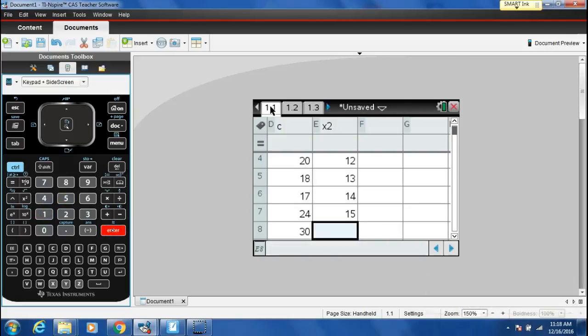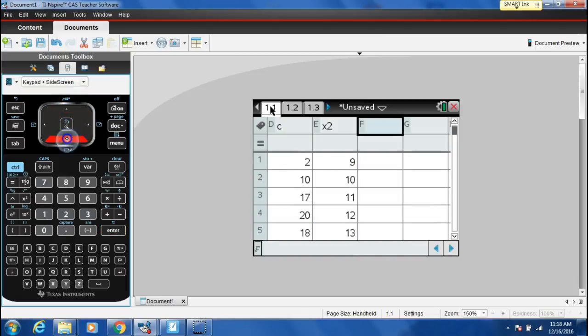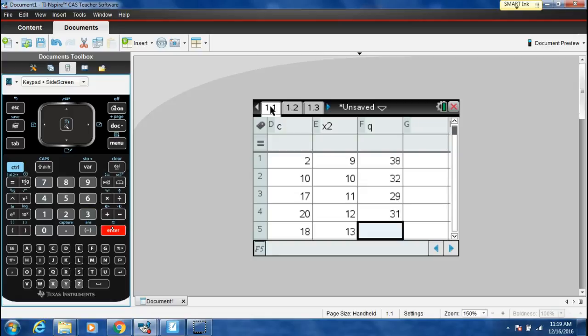Okay? Then I need to fill in those corresponding data. So this data now is going to be my quadratic data, right? So what letter? Q. Nine was 38. 10 was 32. 11 was 29. 12 was 31. 13 was 30. 14 was 34. 15 was 40.